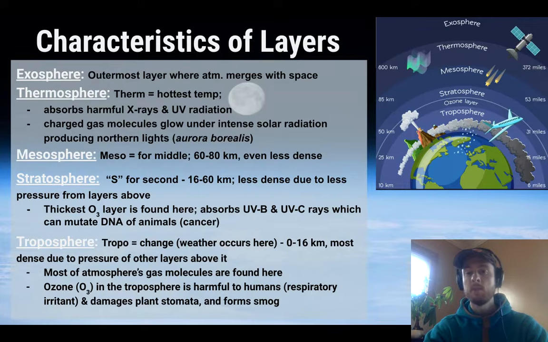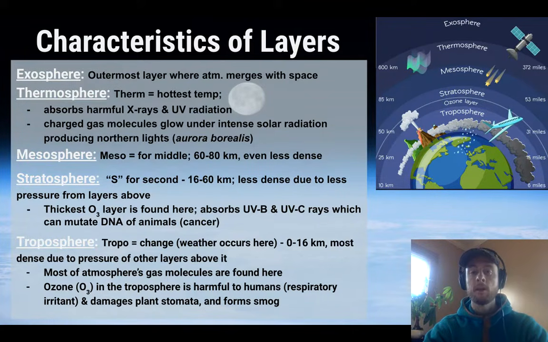It damages the human respiratory tract, so it can irritate our esophagus, it can damage our lungs, and it can damage the stomata of plants. And these are little pores that the plants use in their leaves for taking in CO2 and releasing oxygen. So ozone in the troposphere can be really harmful to humans and plants.